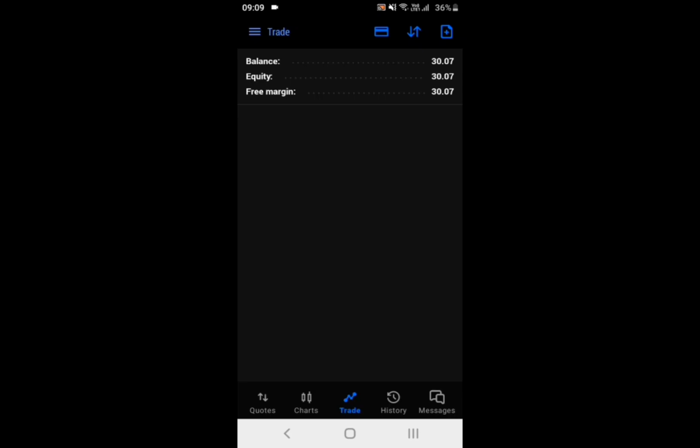And then your free margin, it is the money available for trading. That is it guys. There is no real explanation needed there. Free margin is the money available for trading. So right now my balance is $30 and my free margin is also $30. It basically means that I have $30 available for trading.